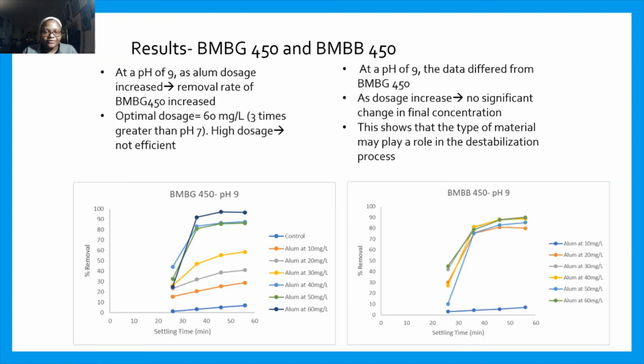At a pH of 9, it's different for both samples. For example, with bagasse biochar, as you increase the dosage, there's an increase in the removal percentage of biochar. But with bamboo, as you increase the dosage, there's not much of a change occurring. So this suggests that the type of material or sample used may play a role in the destabilization process.